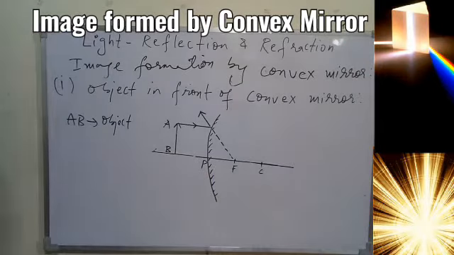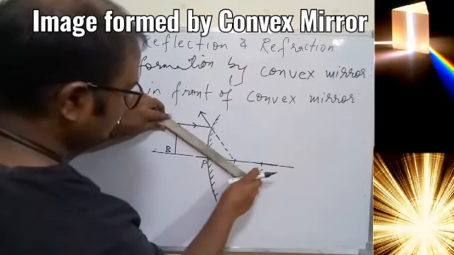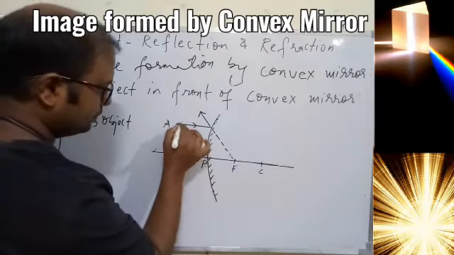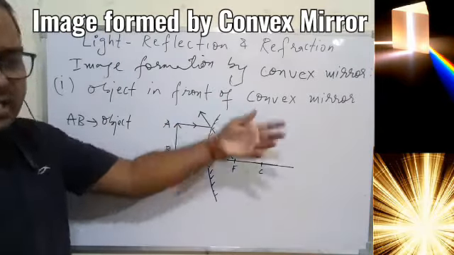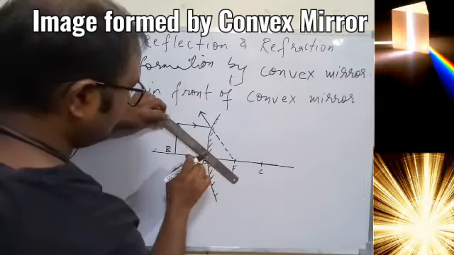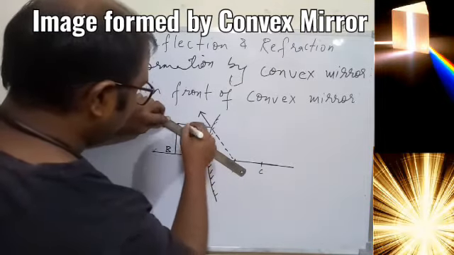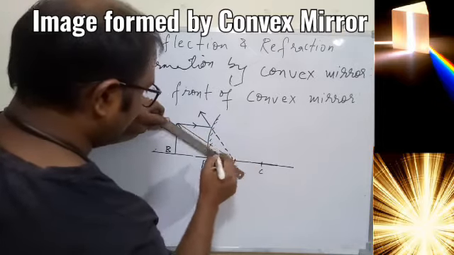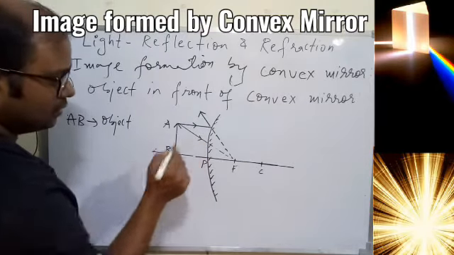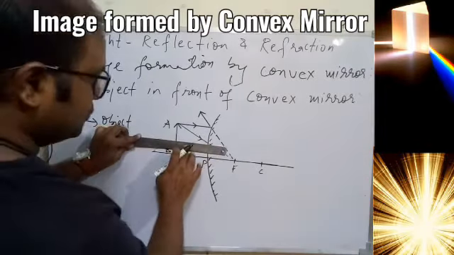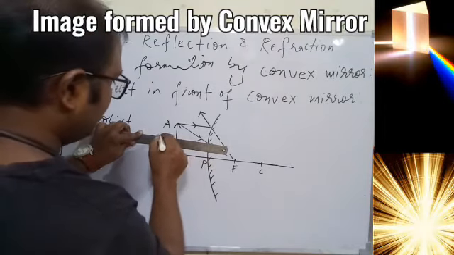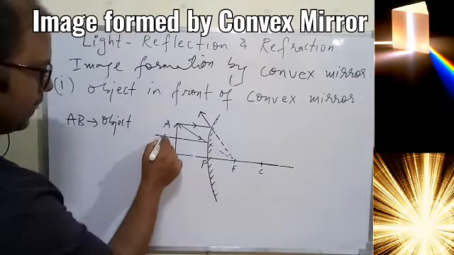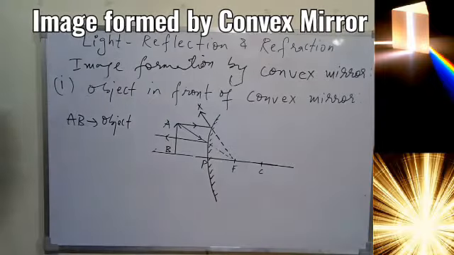Okay, and second rule we can apply, that is facing F. Facing F, you remember, facing F, facing C, any rule you can apply now. So let it be facing F, and we know if the ray of light is facing F, that is seems to pass through F, what will happen to this ray? This will also become parallel. So we can say this ray will come parallel to the principal axis. Let this ray be X.